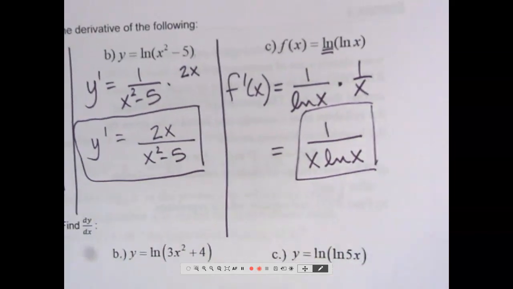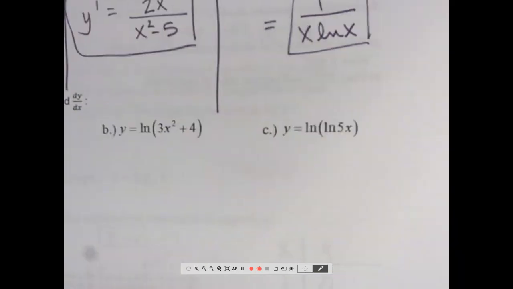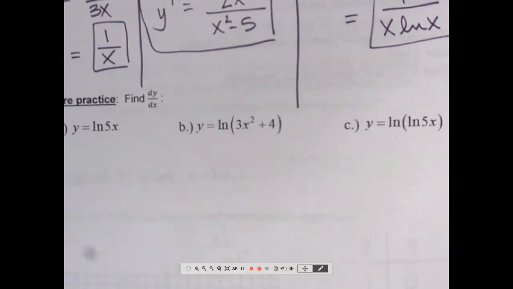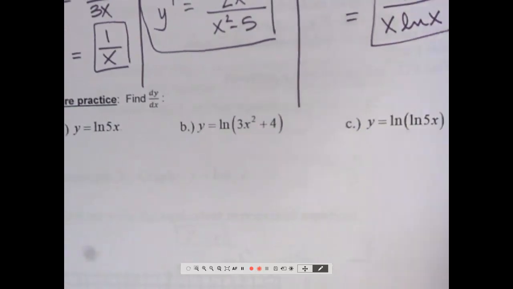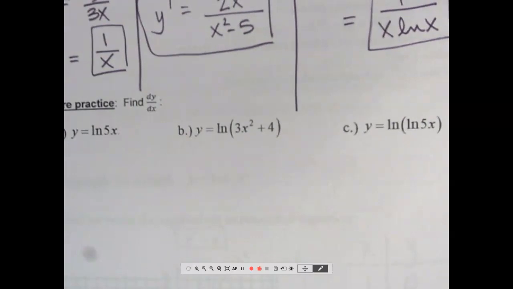Okay. All right, so try these three using those above as examples. And then I think that's, oh, we have one more. Okay. Try those three for me.